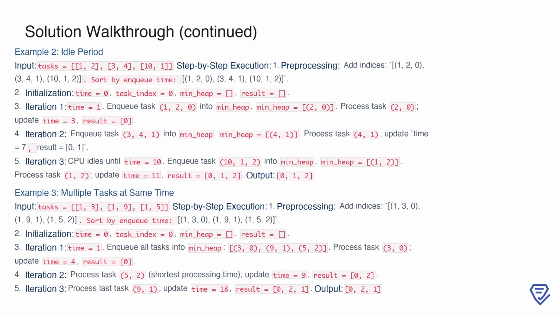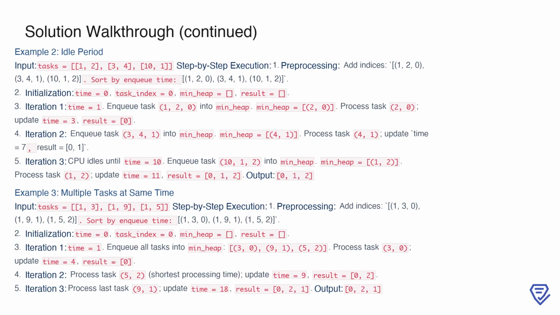Now, let's look at an example with an idle period. The input tasks are [1,2], [3,4], [10,1]. After preprocessing, we add indices to get [1,2,0], [3,4,1], [10,1,2], and sorting by enqueue time doesn't change the order. We initialize time to 0, task_index to 0, min_heap as an empty priority queue, and result as an empty list. At time equals 1, we enqueue the first task, [1,2,0], into the min_heap, making it [2,0]. We process this task, updating time to 3 and adding 0 to the result.